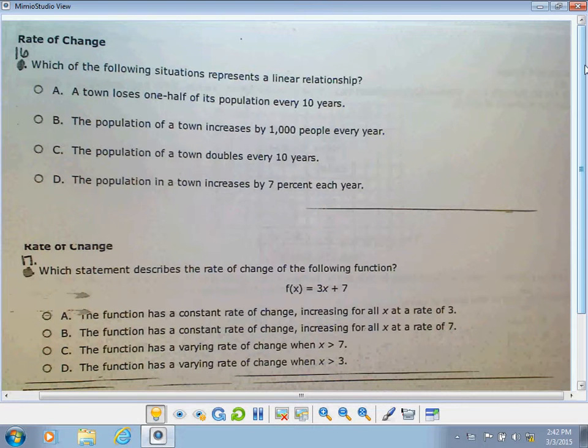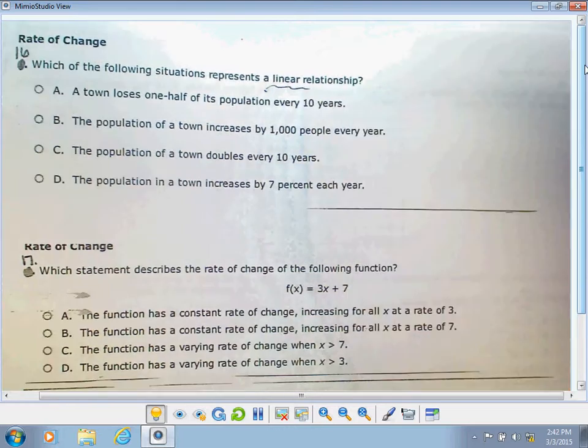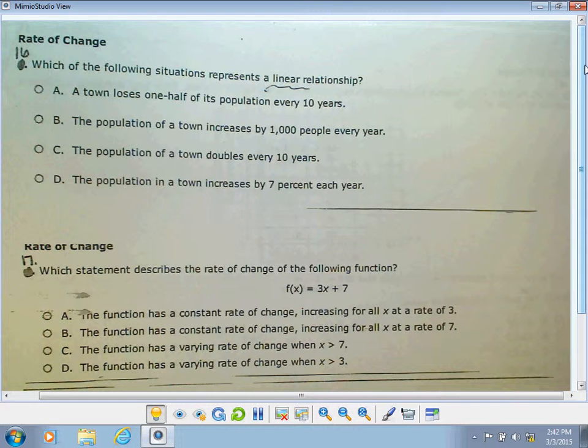Alright, so what's nice about this last part is I think these are quite a bit easier than the other part of this review packet was. So hopefully these rate of change ones and some others will be kind of the easier parts. Alright, it says, which of the following situations represents a linear relationship? Okay, so linear is the key word here. What linear basically means is that every interval, or every time something happens, it does the exact same amount. So I'll show you what I mean.